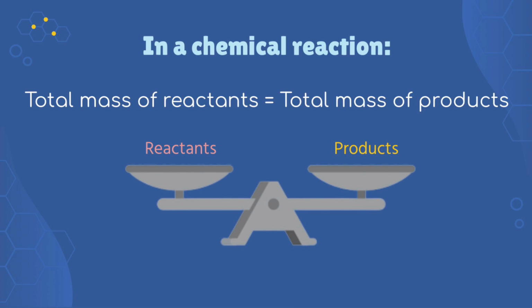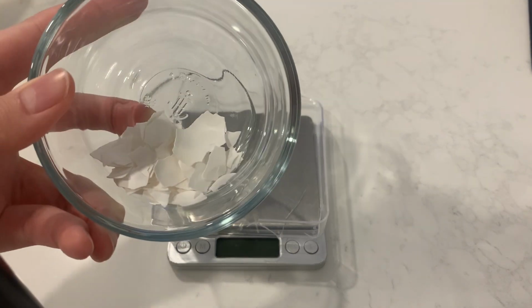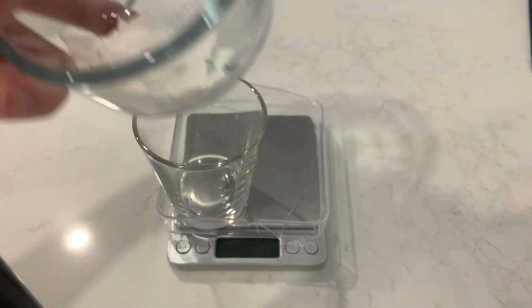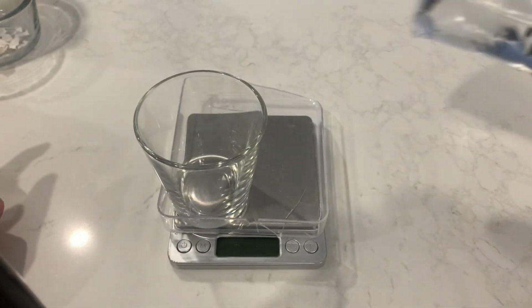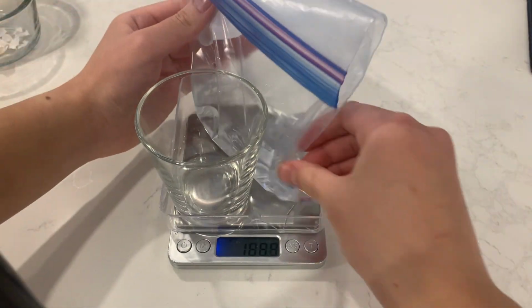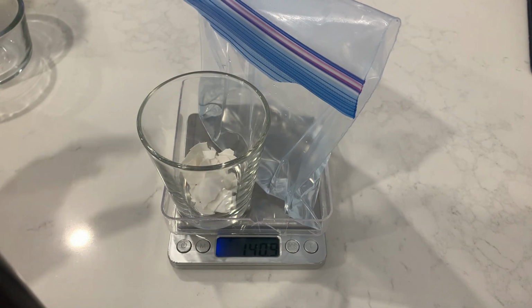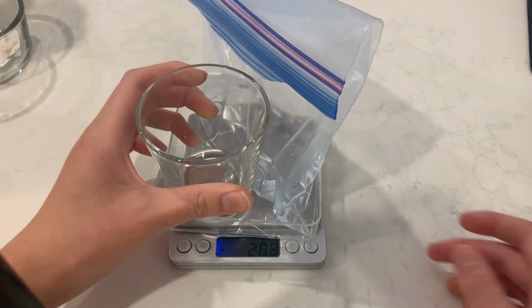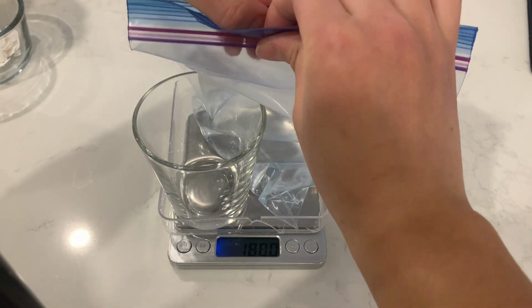of the products. In this experiment, you can see that eggshells, which are made up of calcium carbonate, are reacting with white vinegar, also known as acetic acid. The total mass of the starting materials is 140.9 grams. I then added the eggshells to the vinegar in a Ziploc bag, where the chemical reaction can happen in an airtight environment.